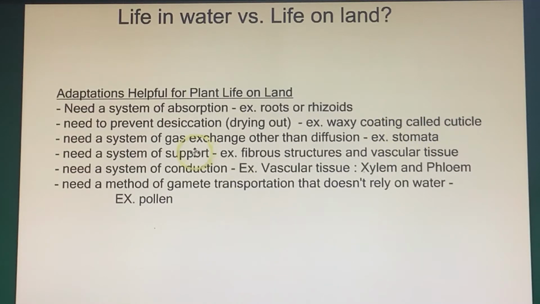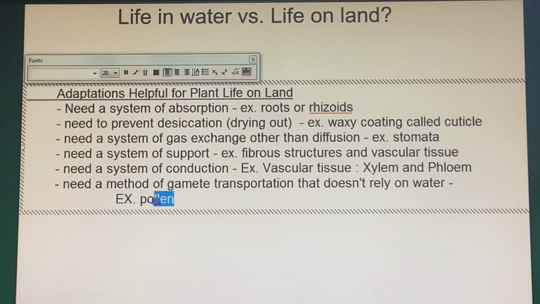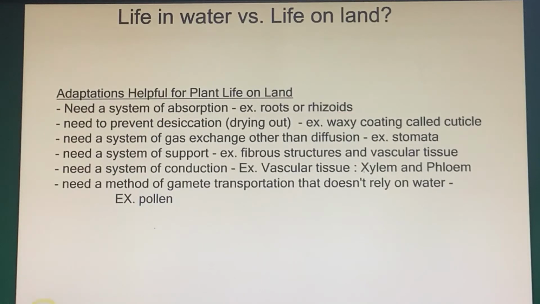We need a system of structural support, like fibrous and woody structures, but also the vascular tissue. We need a system of conduction, vascular tissue, xylem and phloem, to help transport materials throughout the body. And we need a method of gamete transportation that doesn't rely on water, and that problem will be solved by pollen.